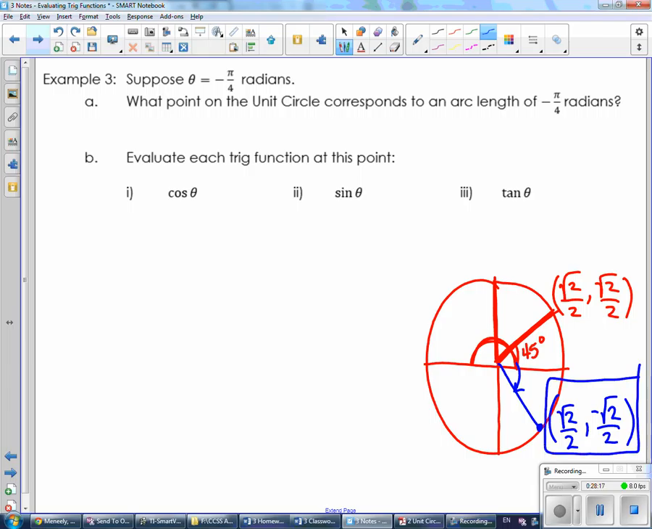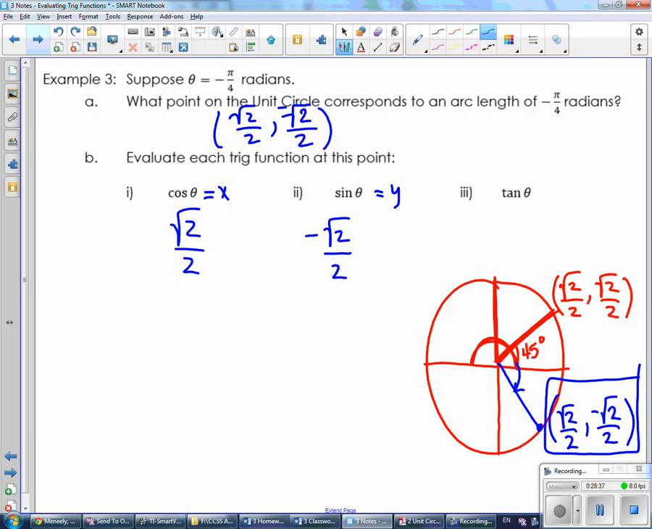The square root of 2 over 2, negative square root of 2 over 2. Remember the cosine is just my x, and in this case, my x is the square root of 2 over 2. This one's going to be pretty easy. The sine is my y value, and the y value of this ordered pair is a negative square root of 2 over 2. The tangent, again, is going to be y over x. So we're looking at negative square root of 2 over 2 divided by a positive square root of 2 over 2.